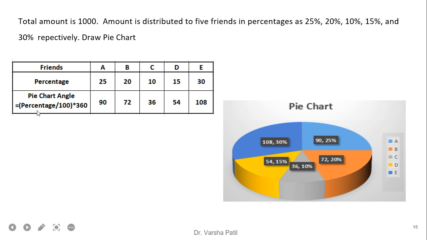So pie chart angle is equal to percentage divided by 100 into 360. Now when we say percentage, our divide factor becomes 100. So here 25 by 100 into 360, we will get the angle 90. 20 divided by 100 into 360, we will get the angle 72. So in this way we are getting the pie chart angles.